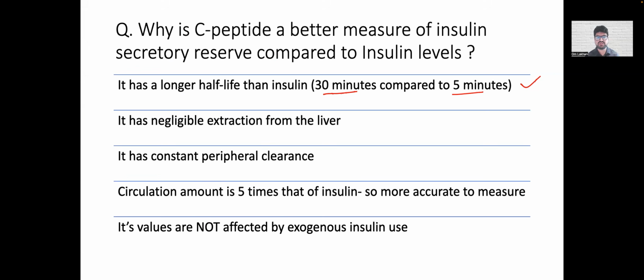Thirdly, it has a constant peripheral clearance, which is very easy to predict. Finally, the circulation amount of C-peptide is 5 times that of insulin, so it is much more accurate to measure. When you are trying to measure something in more quantity, it is much easier than to measure something which is in small quantity. And very importantly, the values are not dependent on exogenous insulin use.